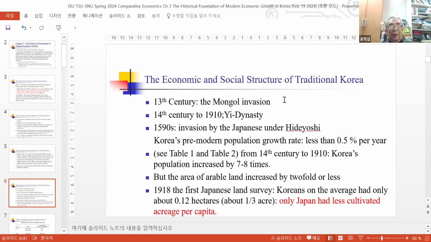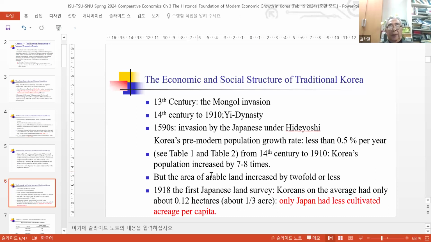But at any rate, the Mongol invasion happened in the 13th century. The Yi dynasty ruled from the 14th century to 1910. In the 1590s came the invasion of the Japanese under Hideyoshi, which we call Imjin-Weran. Hideyoshi waged war against the Korean Peninsula. Korea's pre-modern population growth rate was less than 0.5% per year. You can see tables 1 and 2. From the 14th century to 1910, Korea's population increased by 7 to 8 times.